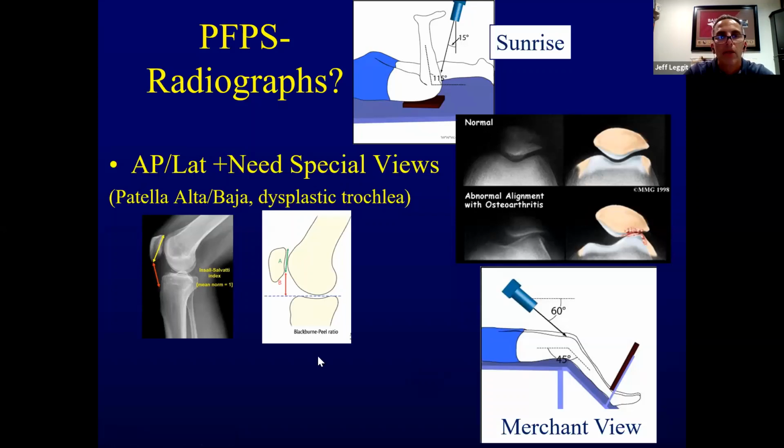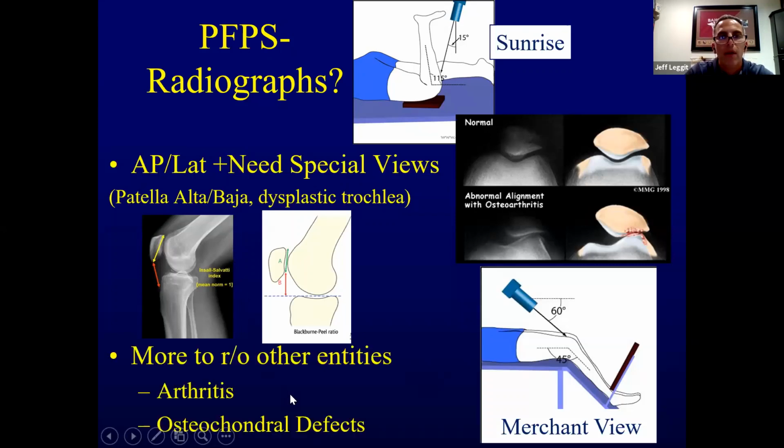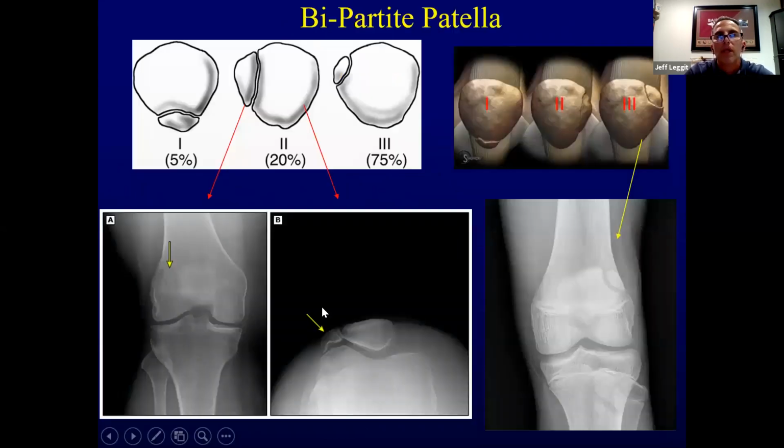And then I need you to look at your x-rays, because we'll be looking for alta and baja, which we're going to talk about a little bit more. But again, you're also looking to rule out arthritis or osteochondral defects, and we'll mention those in a bit. One of the other things you want to look for is bipartite patella or patellae. Most of the time these are asymptomatic, but they certainly can be symptomatic. You need to be aware of that.